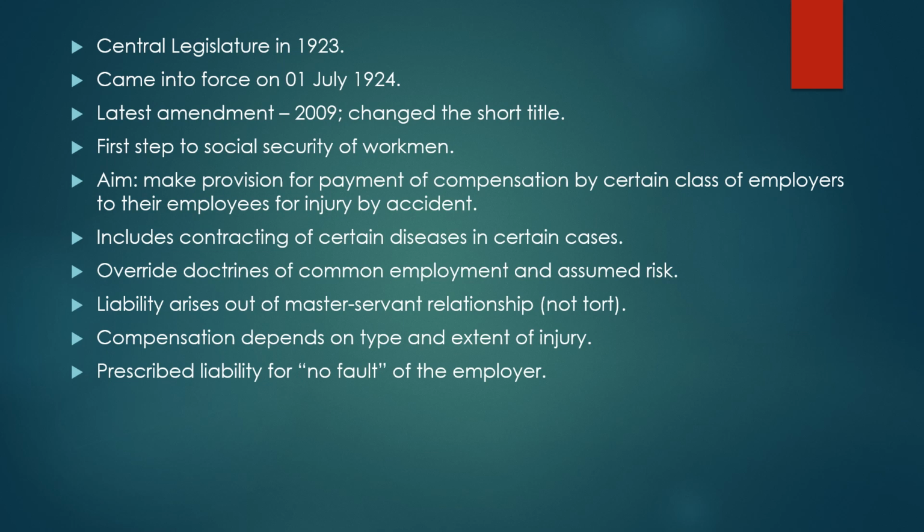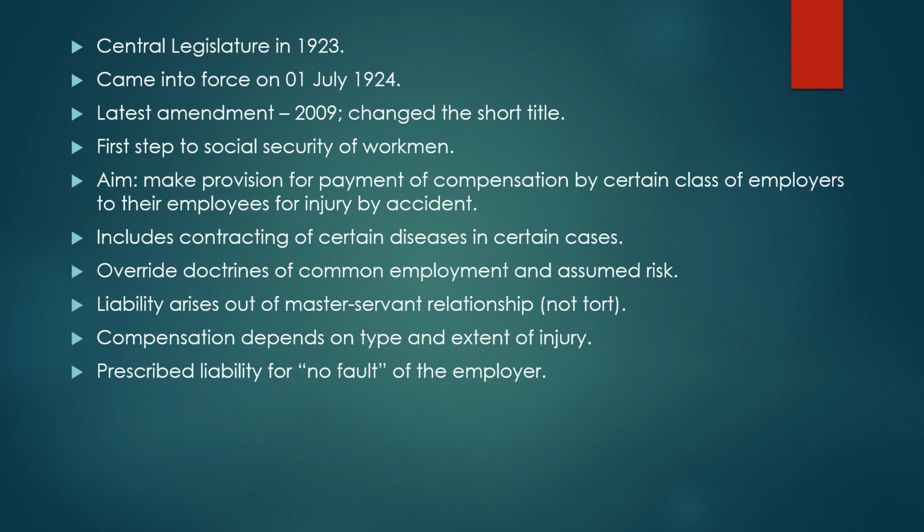Now, why was there a necessity to make provisions for the payment of compensation? During that time, there was the doctrine of common employment and assumed risk, where the employer could evade the liability to pay compensation, saying that it was their mistake or the mistake of a third person and the employer is not liable to pay compensation. So, this act overrides the doctrine of common employment as well as assumed risk.